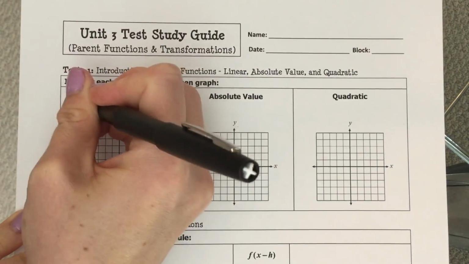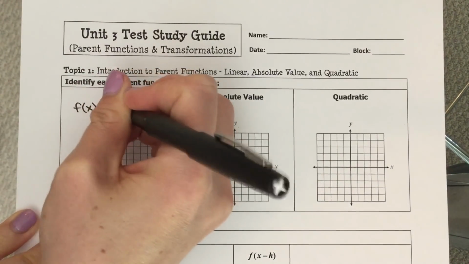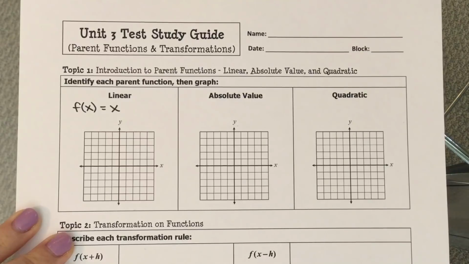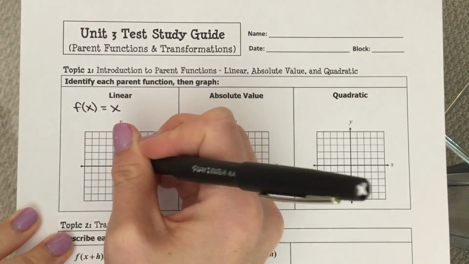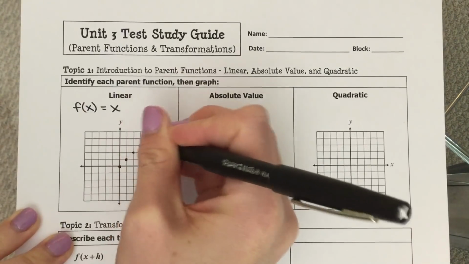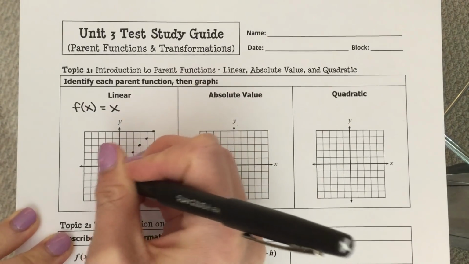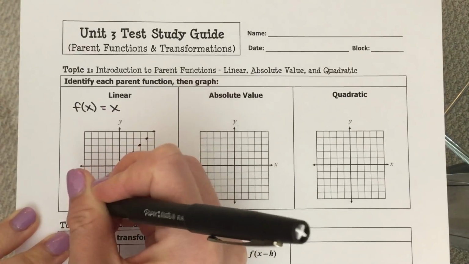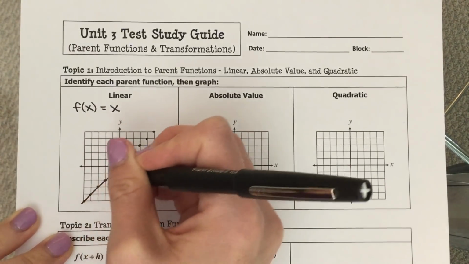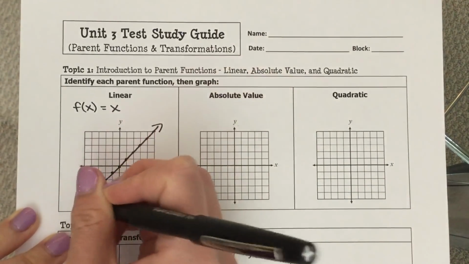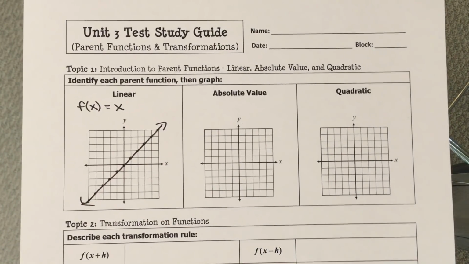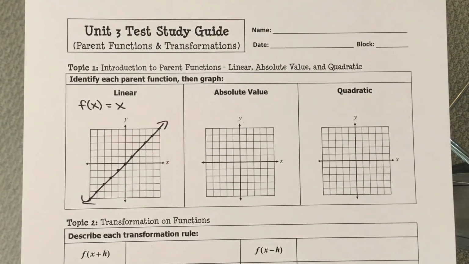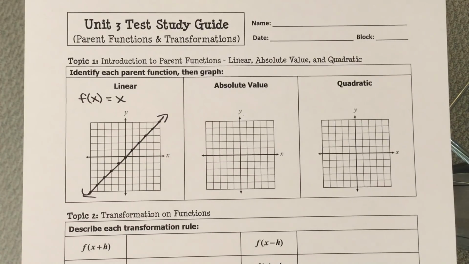So the linear parent function is just f of x equals x. It's a very simple linear function. It starts at the origin and then it goes with a slope of 1 throughout the entire graph. So slope of 1, we'll just take it this way, or you could reverse by going down and to the left as well. So this is our linear parent function. So we use that to change the slope, change the y-intercept, make different transformations like that.